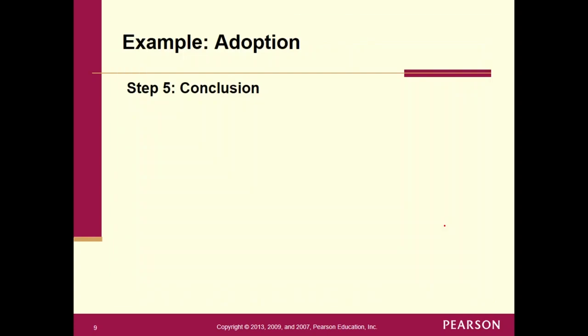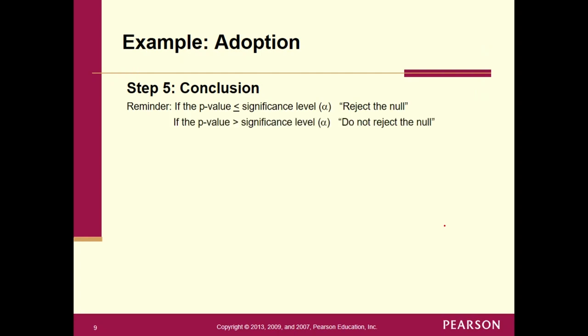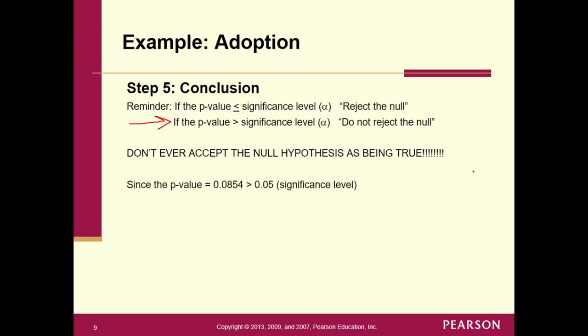Okay, so conclusion. All right, so I think we're going to be running into this situation here. So remember, don't accept the null. We're going to say do not reject the null. So the p-value is equal to 0.0854, which is greater than our 0.05. So we're going to say what? Do not reject the null hypothesis.